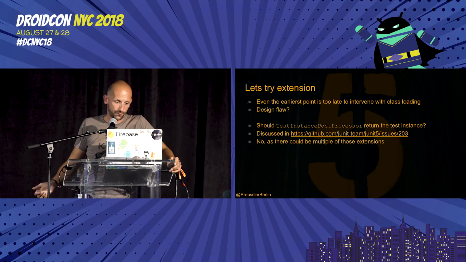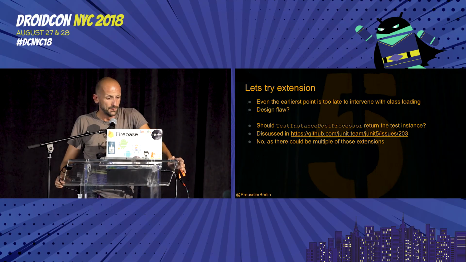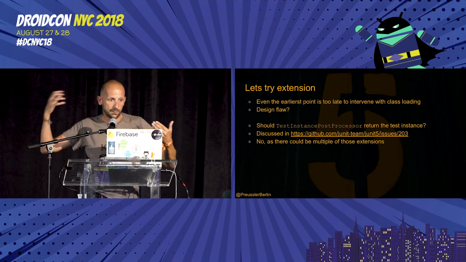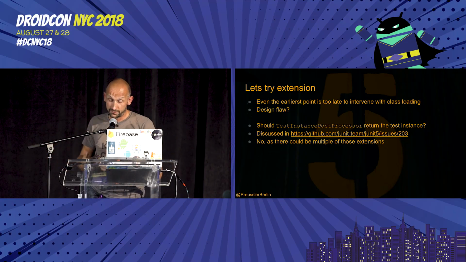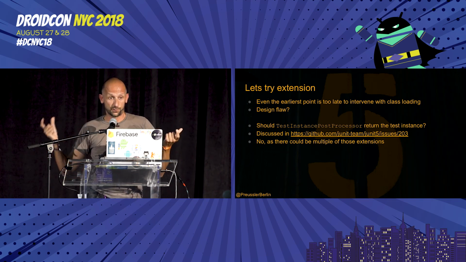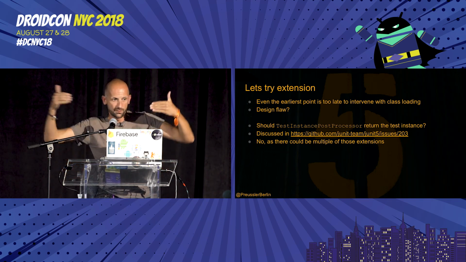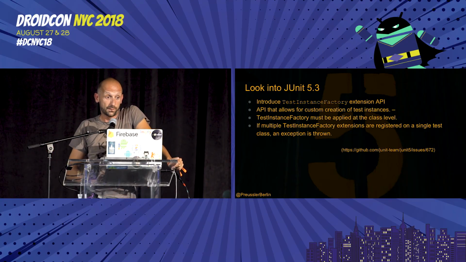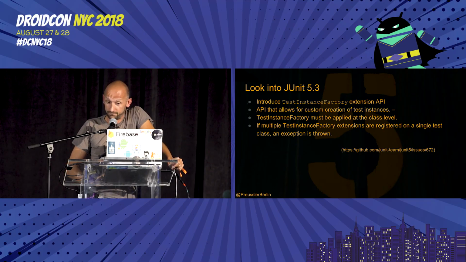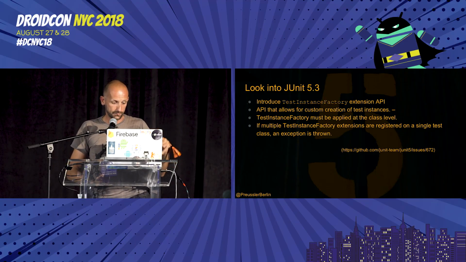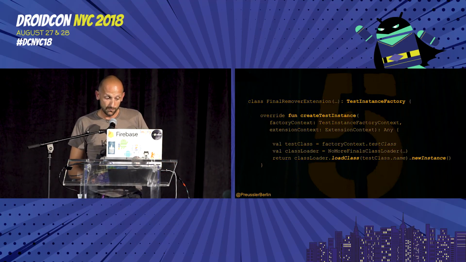But I looked more into the whole thing. First I thought, hey, this is actually a design flaw, right? I think this method should return a test instance so that I'm able to modify it. And it's actually discussed in JUnit 5, and they basically said no, the problem would be that there can be multiple of those extensions. And what is the order of those? Everybody modifies them. No, we will not support this. But JUnit 5.3, which is currently in development, has a new thing called TestInstanceFactory, which sounds exactly like what I need. There wasn't a snapshot for that, so I just checked out master, built it and tested it, and it looks much better.